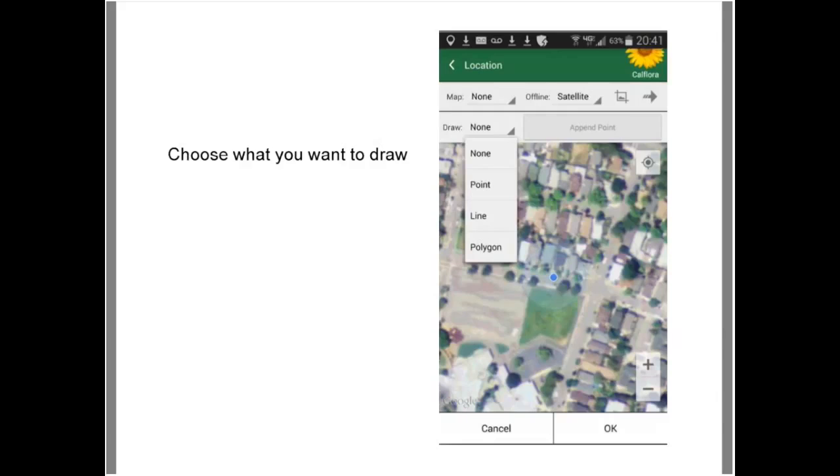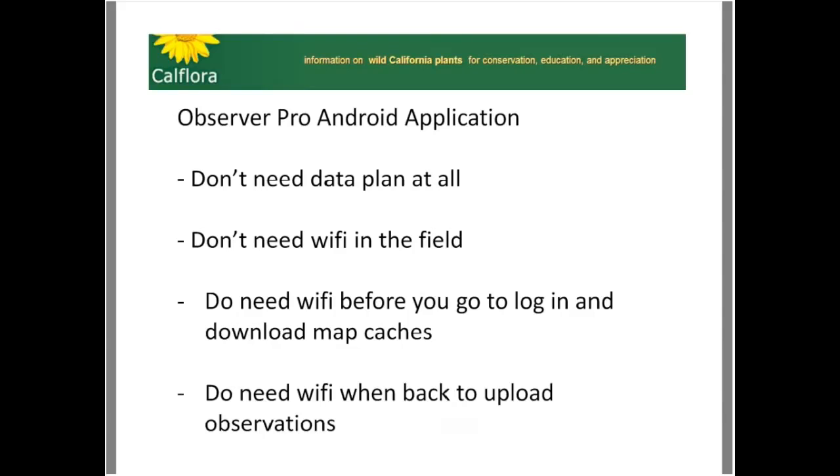And this is that offline map cache that I told you about in the background. So you don't need a data plan at all. You don't need Wi-Fi in the field. You do need Wi-Fi before you go, to log in using your CalFlora login, which is free if you don't already have one, and to download your map caches. And you do need Wi-Fi when you get back to upload your observations to the CalFlora database.